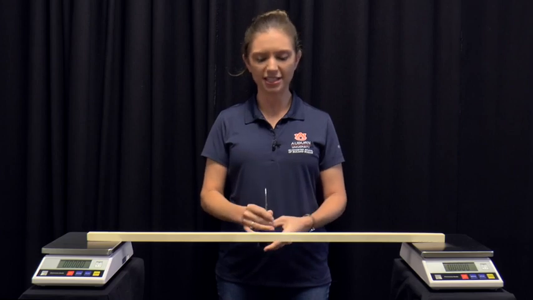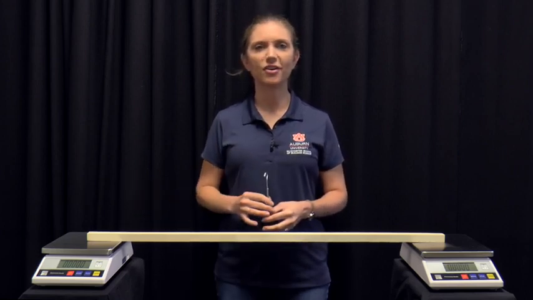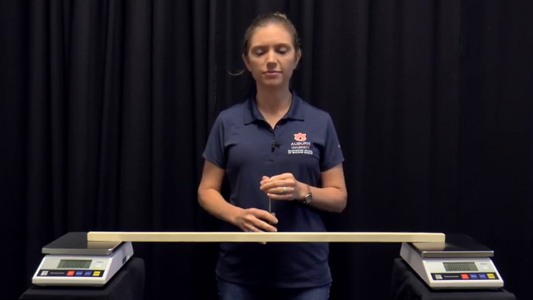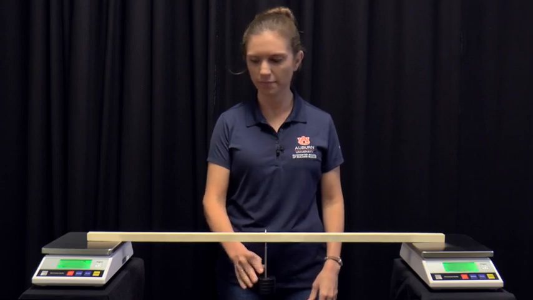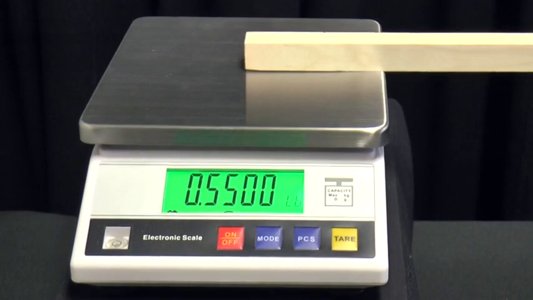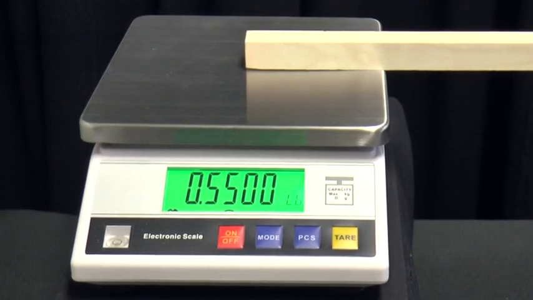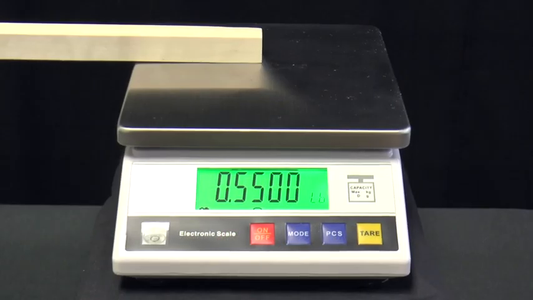So when we hang our 1.1 pound weight in the center of this beam, which is 3 foot long, then we should get our 0.55 support reactions that we calculated earlier. So now we can see that we have 0.55 pounds for our support reaction on the left side and 0.55 pounds for the support reaction on the right side of this beam.